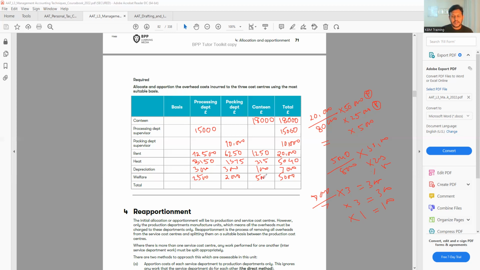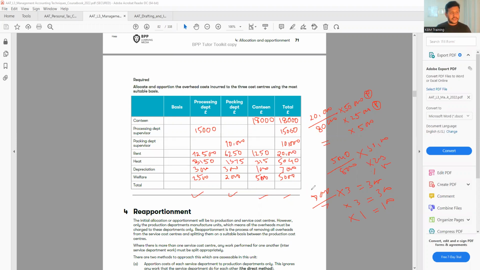All right, so that's how we need to split or apportion all the cost. And after that, we can add it, the total, just to make the total. So any question from anyone to understand how to do the apportionment before we move to the reapportionment? Anyone have any question to understand how we split that? All right, very well done.